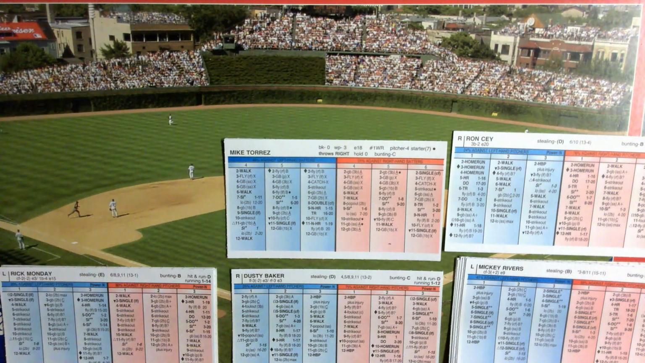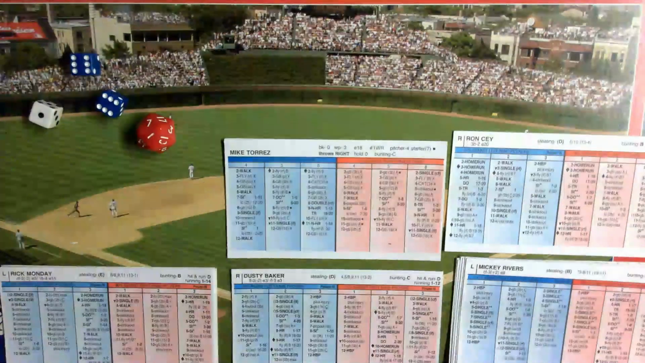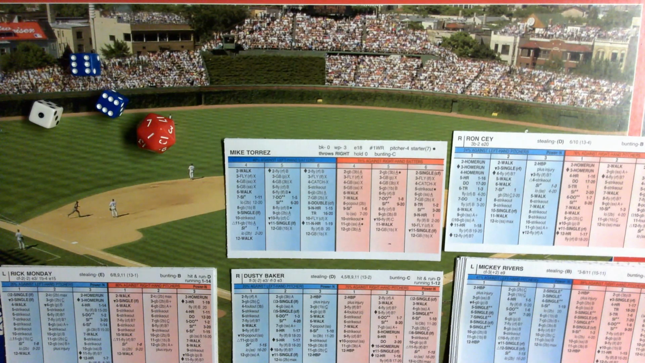For the series, Baker's hitting .267 with 2 home runs. So let's see what happens with Reggie Jackson here. This is not a good roll. That one is going to lead to some bad news. So that's a TR3.